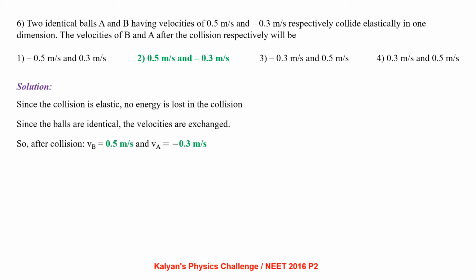Two identical balls A and B having velocities 0.5 meter per second and minus 0.3 meter per second respectively collide elastically in one dimension. The velocities of B and A after the collision respectively will be. The masses of colliding objects are equal and the collision is perfectly elastic collision. So in such a case, the velocities will be exchanged during collision. So B will have the velocity of A and A will have the velocity of B. So the velocities are 0.5 for B and minus 0.3 for A.